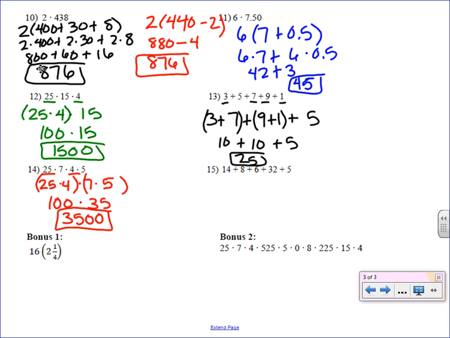And number 15, we're reordering again. So something that ends in a 4, I'm going to pair up with something that ends in a 6. Something that ends in 2, I'll pair up with something that ends in an 8. And again, the 5 is just left over, but that's not hard to deal with in the end. 14 and 6 is 20. 8 and 32 is 40. 20 plus 40 plus 5 is 65.